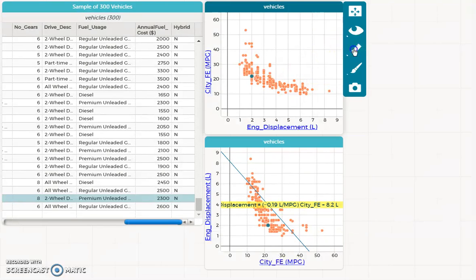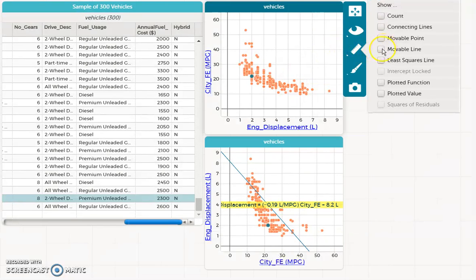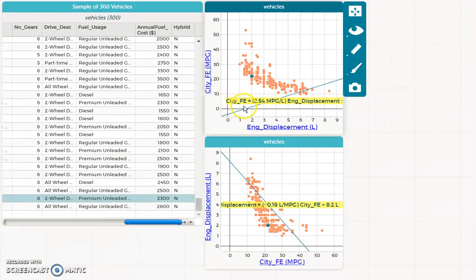And we're going to come up to the first graph and do the same thing. Add a movable line, and we're going to shift it around a little bit, just so we can get an idea of what our graph is doing. Alright, that looks pretty good right there to me.